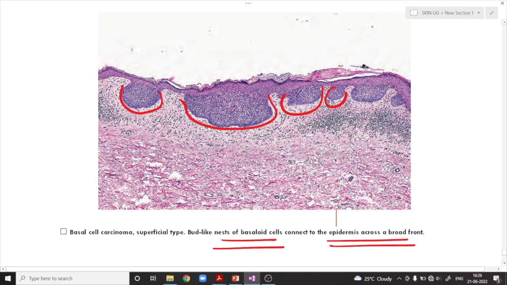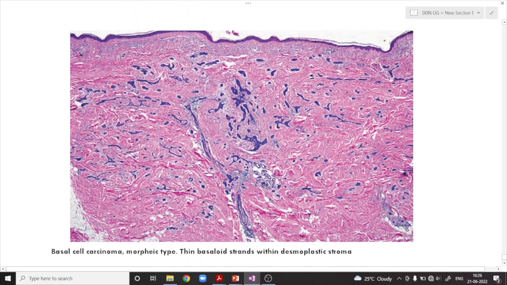Now this is another variant of basal cell carcinoma, wherein you can see a lot of sclerosis, which is called the morpheaform type. Okay, they have a desmoplastic stroma.